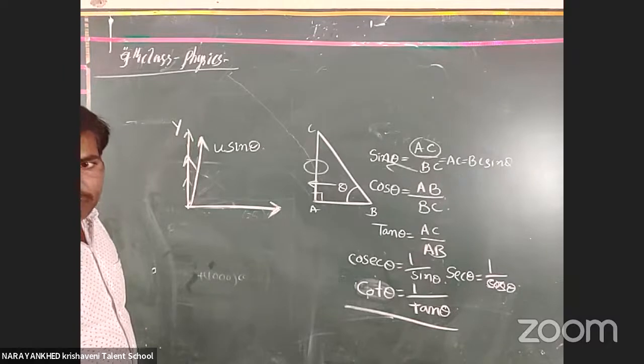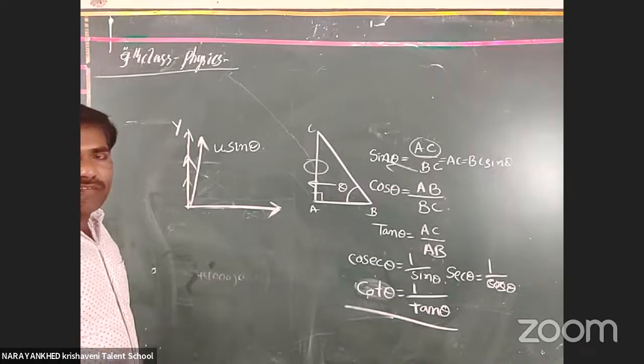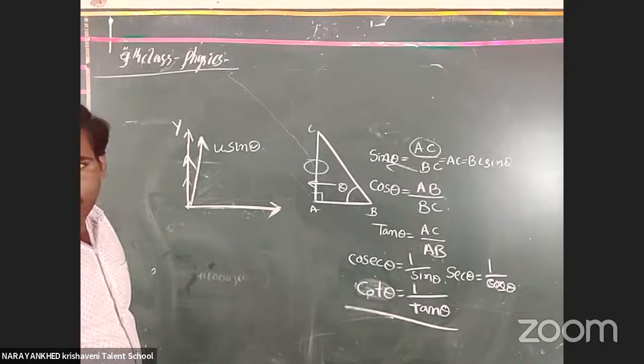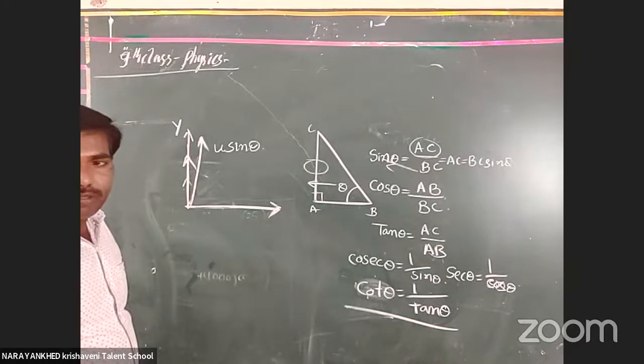In projectile motion, one velocity component may be constant and another is compulsorily variable. Clear or not? We do not say it is zero. One is a constant.